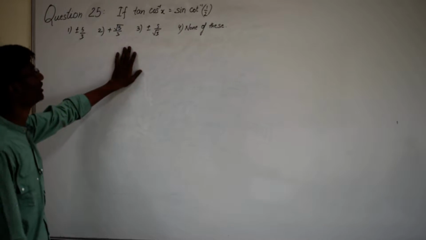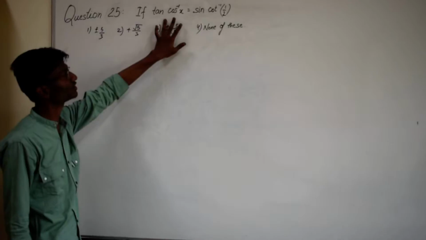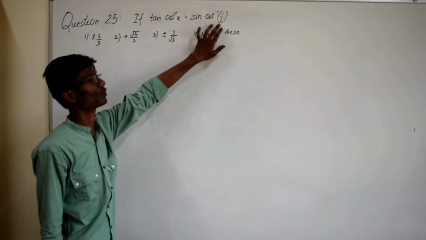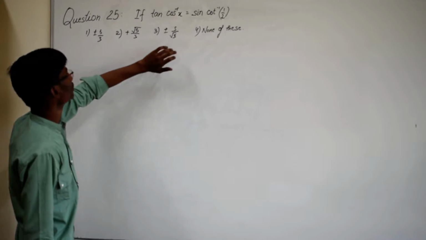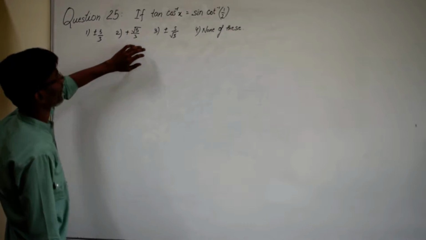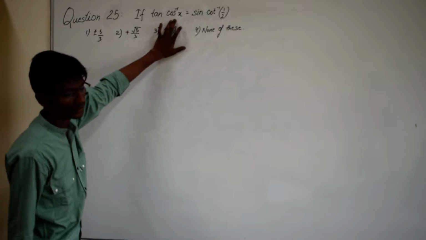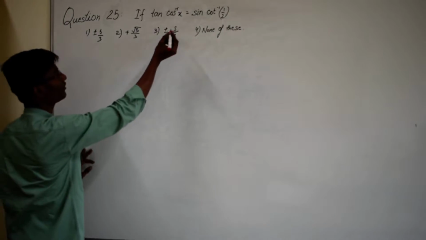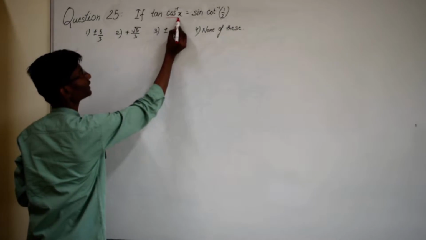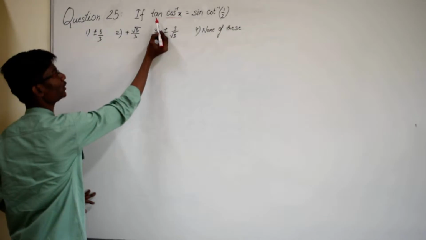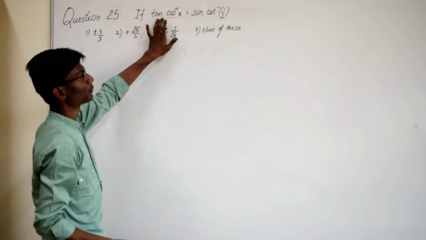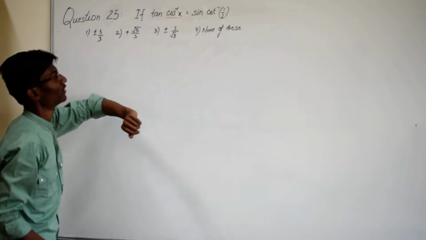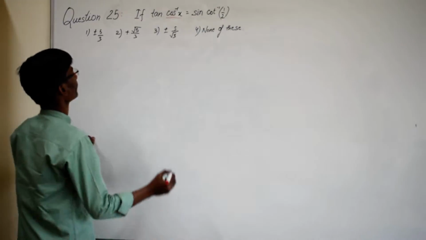In this question, we are given that tan of cos inverse x is equal to sine of cot inverse of 1 upon 2. We have to find the value of x for which this equation is satisfied. First of all, I will convert cos inverse x into tan inverse so that it can be simplified, and cot inverse of 1 upon 2 into sine inverse so that it can also be simplified.